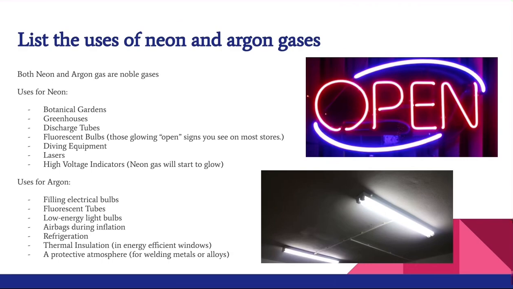And some uses for argon are filling electrical bulbs and fluorescent tubes. So basically the lights on the ceiling you can see on the right there, those are fluorescent tubes. Also low energy light bulbs, airbags even during inflation, refrigeration, thermal insulation in energy efficient windows, and it can be used as a protective atmosphere for welding metals or alloys.